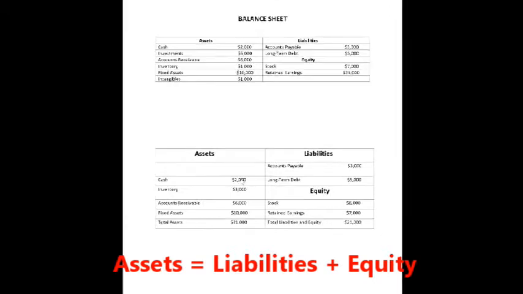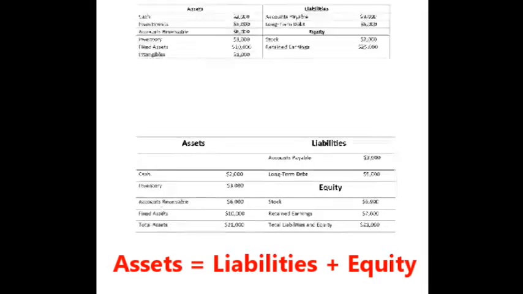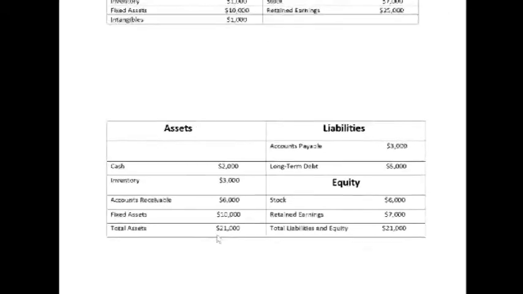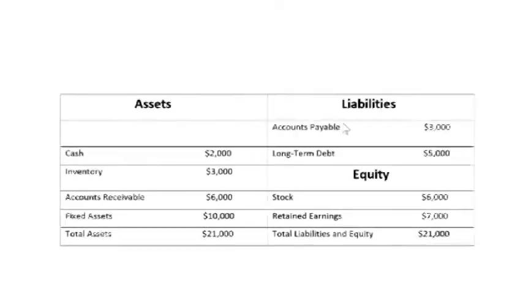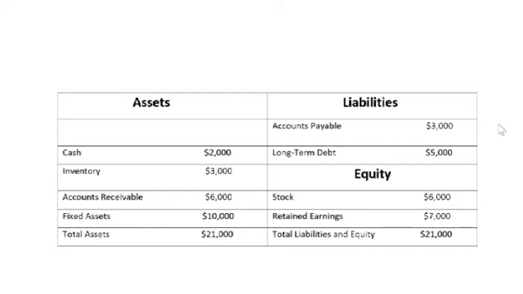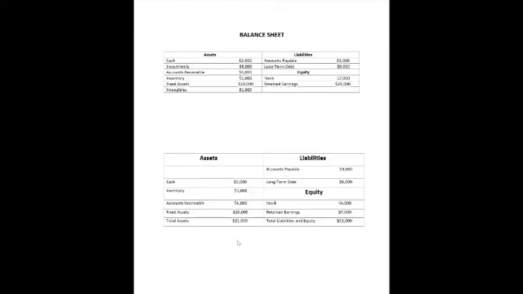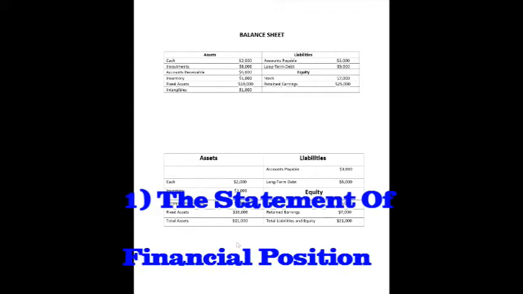So over here we take a look at our assets. We have cash, inventory, accounts receivable, fixed assets, and altogether that adds up to the $21,000. Over here we have liabilities, accounts payable, we owe $3,000. We have $5,000 worth of long-term debt, which is $8,000. Then you have stock worth $6,000 and retained earnings is $7,000. All of this should add up to $21,000, $21,000, and everything is balanced. That's where the term balance sheet comes in. By the way, the balance sheet is now officially known as the statement of financial position.